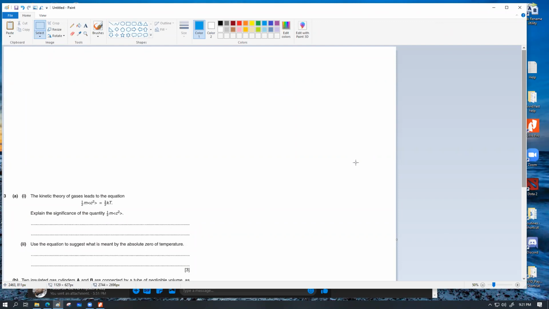Write specific heat capacity of water, comma, c subscript w, equals 4.2 into 10 to the power 3 joule per kg per Kelvin.